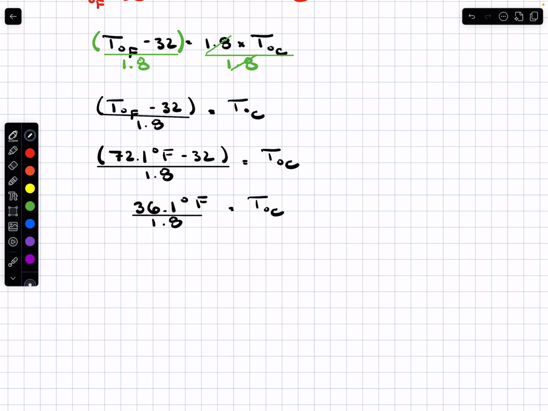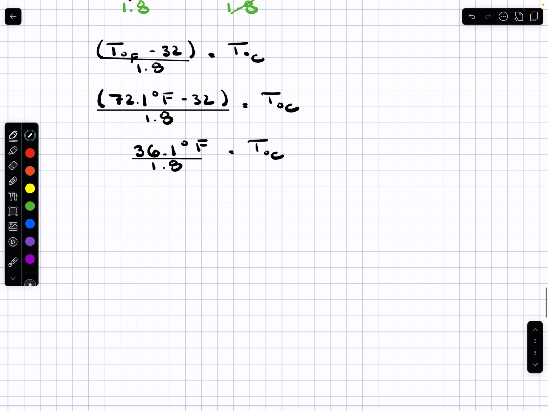And this I'm going to use my calculator off to the side here. So 36.1 divided by 1.8 is 20.0555, and it just keeps repeating, so I'm going to put a little line up here that tells me that it just keeps going and going and going. There's my temperature in degrees Celsius. Now, that's my calculator, that's what it gives me.